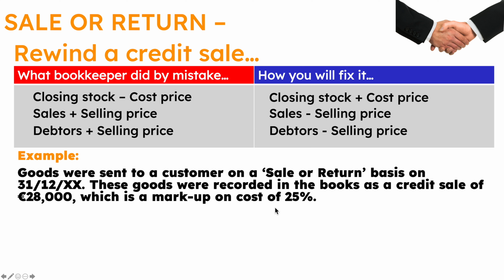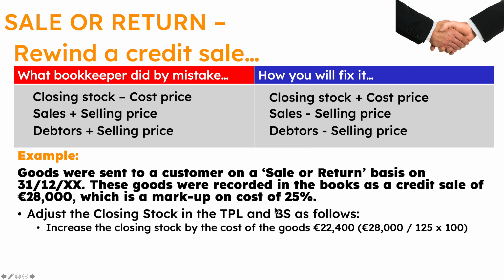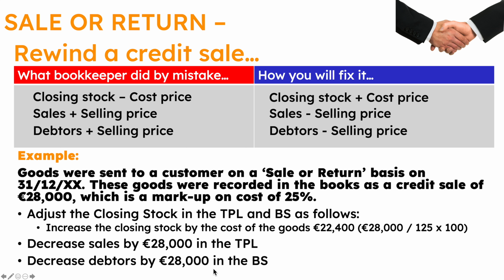Okay, so let's take a look at what we would do here. We would adjust the closing stock in the TPL and balance sheet as follows. We would increase the closing stock by the cost of the goods, 22,400. So that's the credit sale divided by the 125 multiplied by the 100. So that's the cost price there. We will decrease the sales by 28,000 in the TPL, and we'll decrease debtors by 28,000 in the balance sheet.